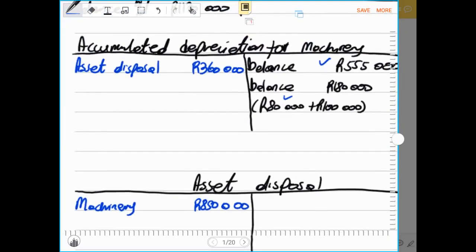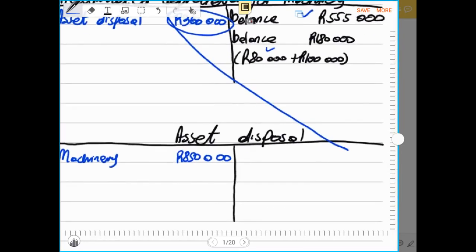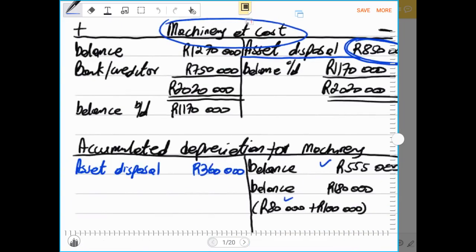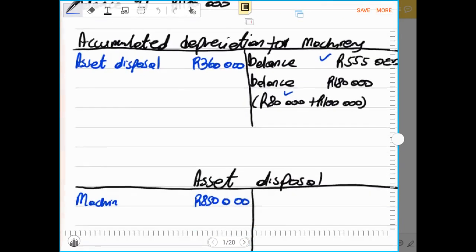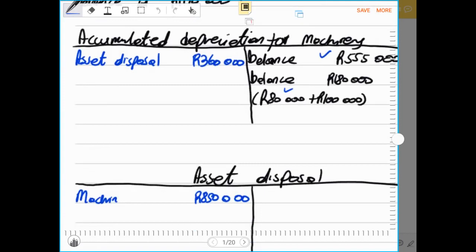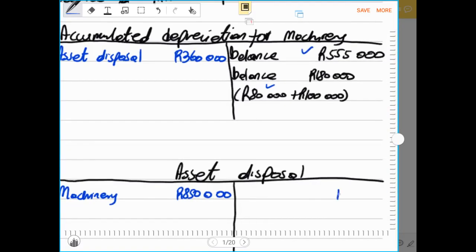Then on the credit side, for every debit entry, there should be a credit entry. So now that 360,000 should be recorded on the credit side of the asset disposal account. So now we have machinery, then on the credit side we record the total accumulated depreciation of 360,000, and the contra entry will be accumulated depreciation.